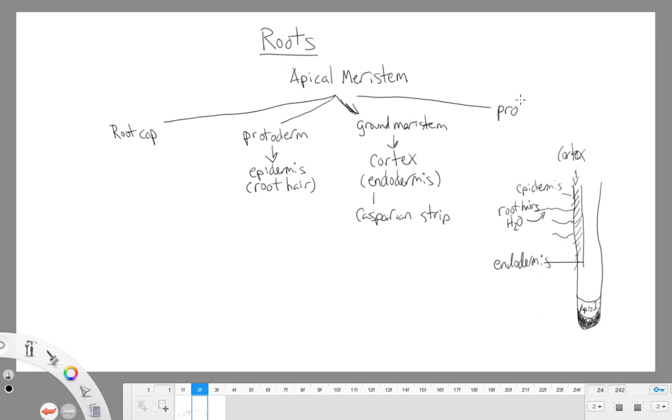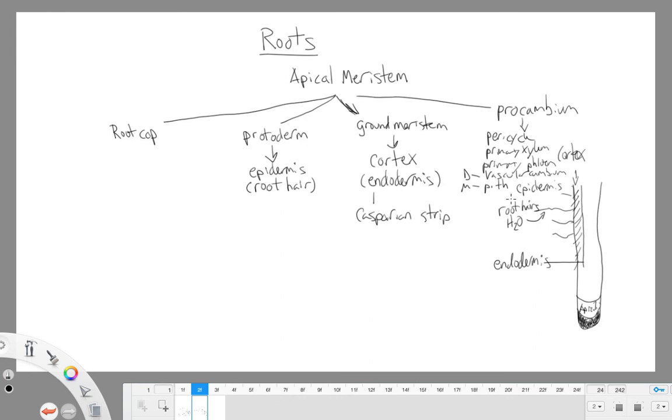our apical meristem produces procambium, and our procambium produces pericycle, primary xylem, primary phloem. If we are a dicot, vascular cambium. If we are a monocot, pith. So this is dicot, monocot.